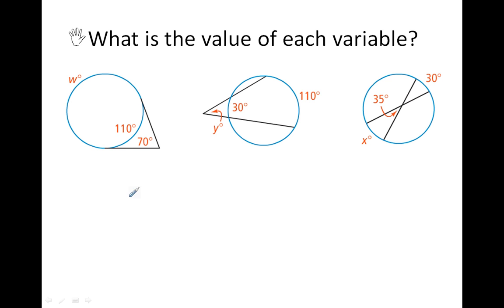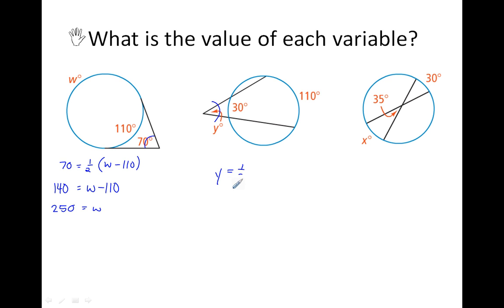Now let's continue with a couple of others. Here I have an angle outside, so that angle measure is 1/2 the difference of my two arcs, so w minus 110. Again, multiply both sides by 2. It makes it a little bit easier, so 140 equals w minus 110. Add 110 to both sides. 250 equals w.